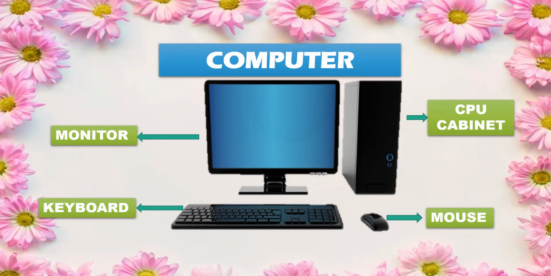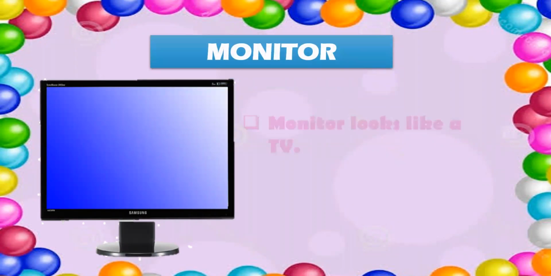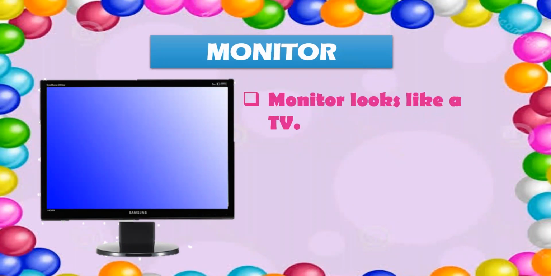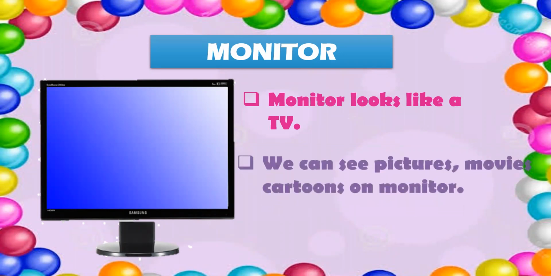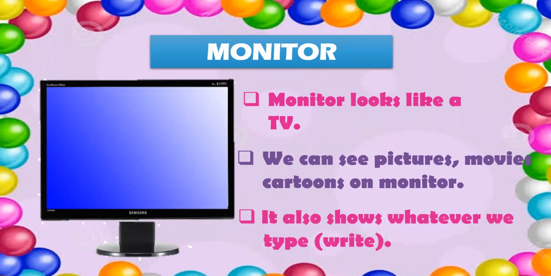Now let us see the first part of the computer, that is the monitor. The picture shown here is a monitor. If you observe the picture, you can see that it looks like a TV, isn't it, children? A monitor looks like a TV. And also, we see words, pictures and movies on a monitor. Not only that, children, whatever we type on the keyboard, the same is seen on the monitor.